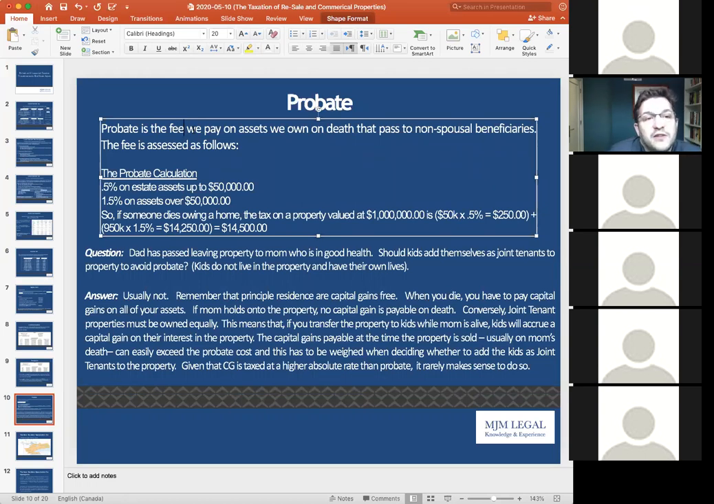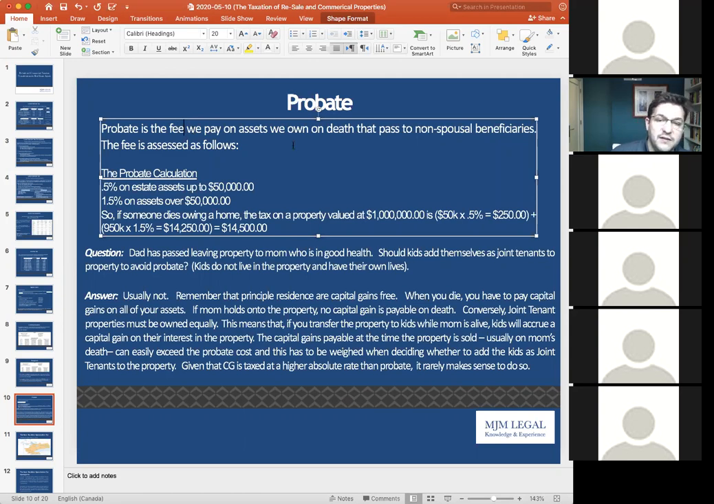So you remember how I said at the very beginning that if you're transferring as between spouses, for capital gains purposes, for income tax purposes, for anything, usually it's exempt. And it's largely the same for probate. And the probate calculation is actually pretty simple. It's not like the land transfer tax complicated calculation. On the first $50,000 of your estate assets, for the first $250, you're paying 0.5%. That's what it is. And anything over $50,000, you pay 1.5%.